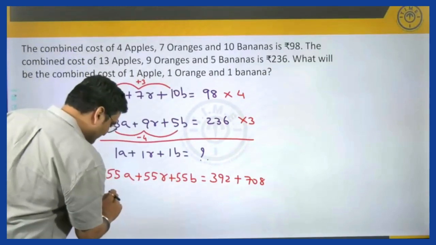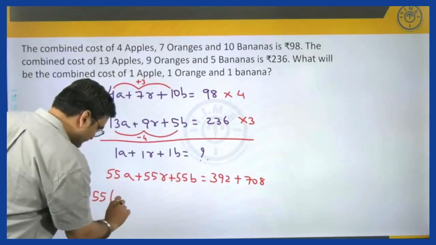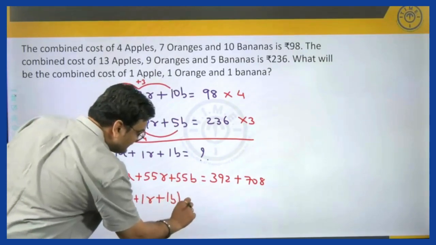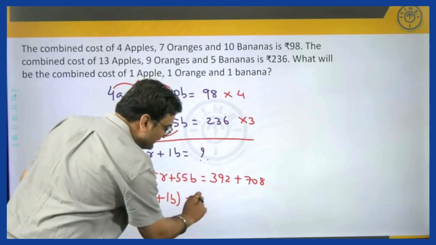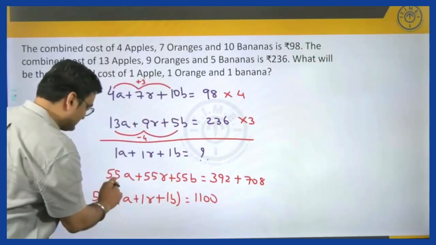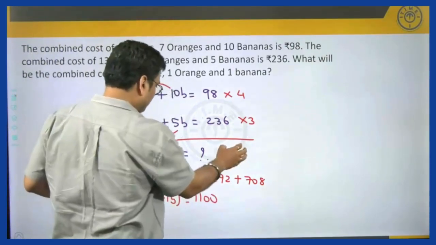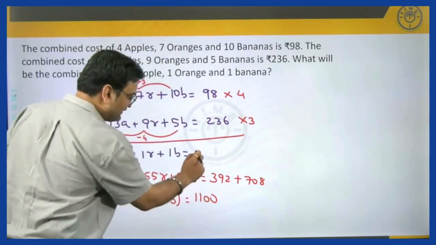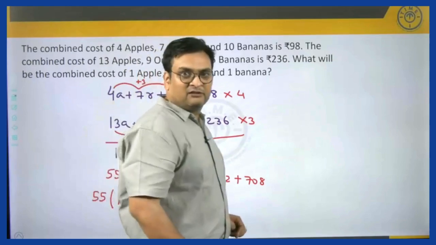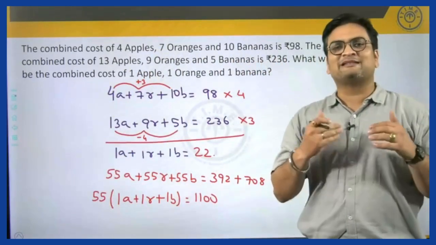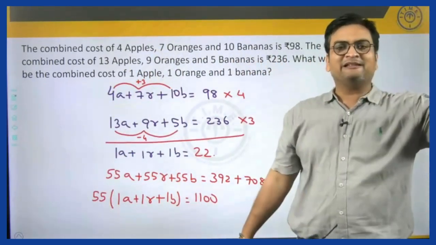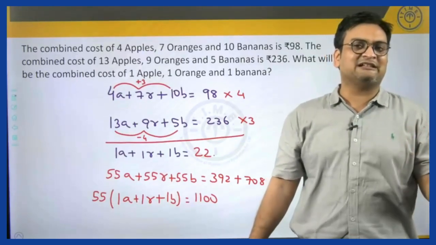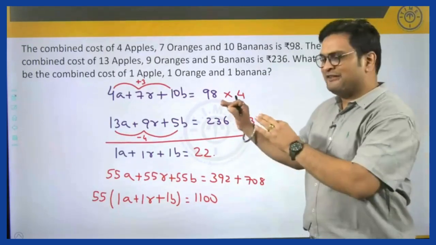So, when you take 55 common, you will get 1 apple, 1 orange and 1 banana, as when you add these two, it is going to be 1100. And thus, the cost of 1 apple, 1 banana and 1 orange is going to be equal to 1100 by 55, which is 22 rupees. So, in this particular trick, you can save a lot of time in making that assumption, solving those equations, checking whether they satisfy the third equation or not, by simply following the 3 steps.